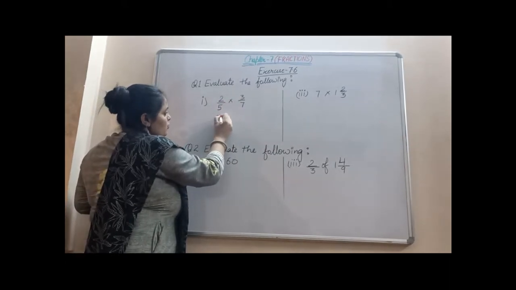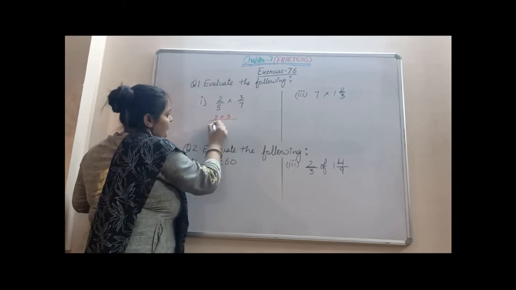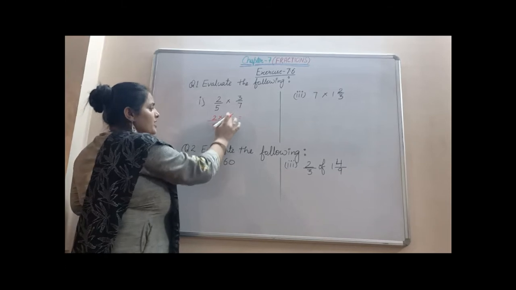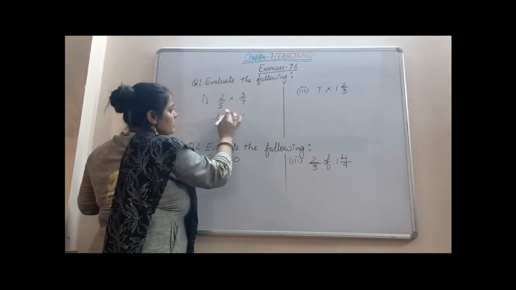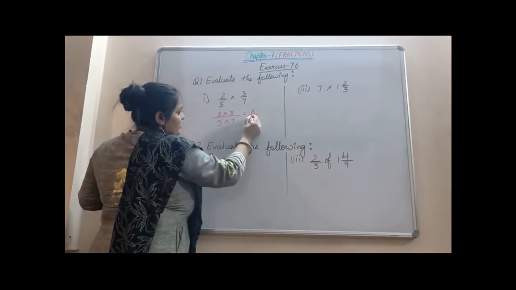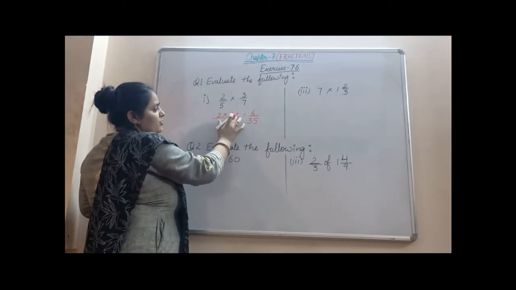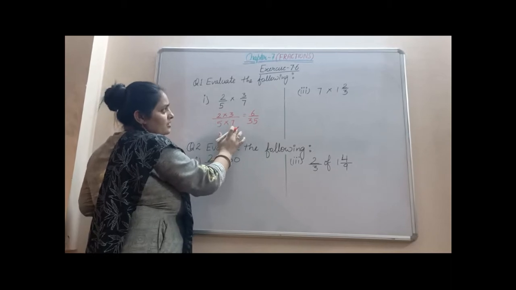So what we have to do? 2 into 3 and 5 into 7. After multiplying this we get the product of numerator as well as product of denominator. So 2 3s are 6 and 5 7s are 35. So 6 by 35 is our answer. We have to just multiply numerator together and denominator together.